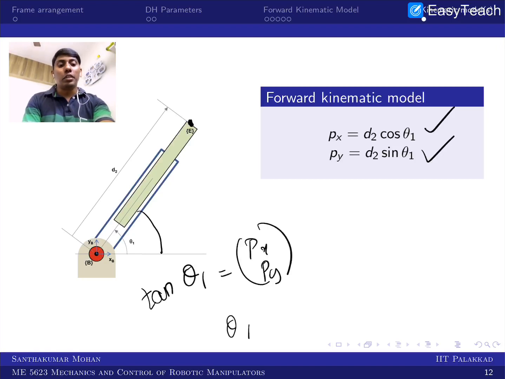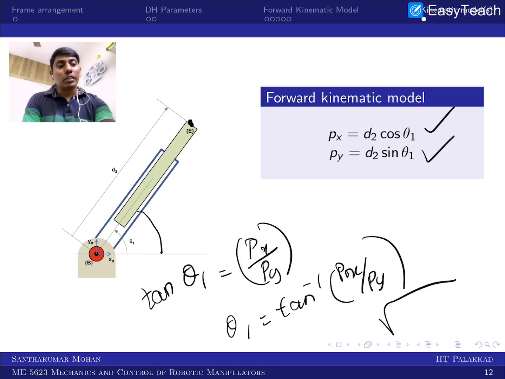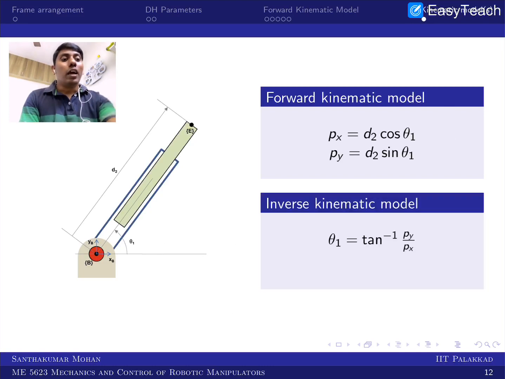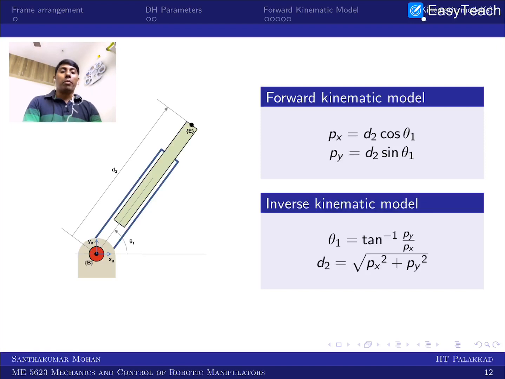So theta 1 is tan inverse of px divided by py, right? Similarly, the square root of px squared plus py squared is equivalent to d2 squared, so I can get d2. In the sense, d2 will be plus or minus. In this case, since it is a piston cylinder arrangement, the negative d2 will not come. This is the way we can cross check, and this is your inverse kinematic model, and with that the supplementary is also done.